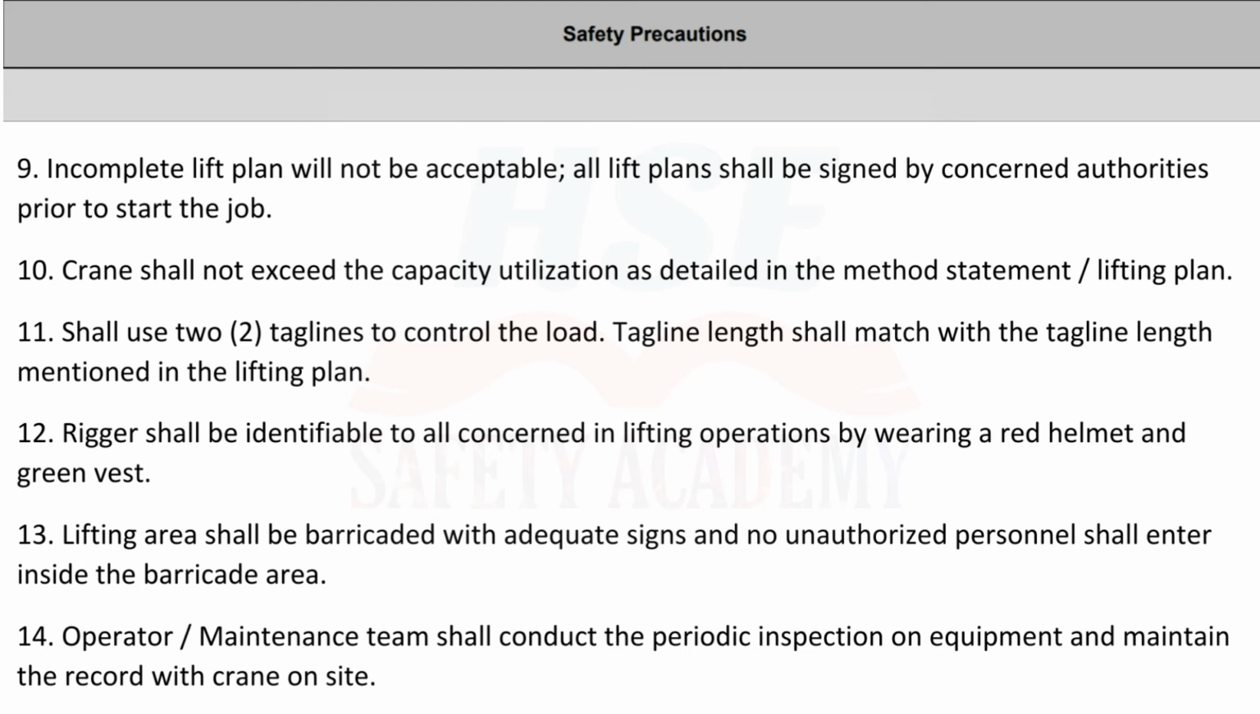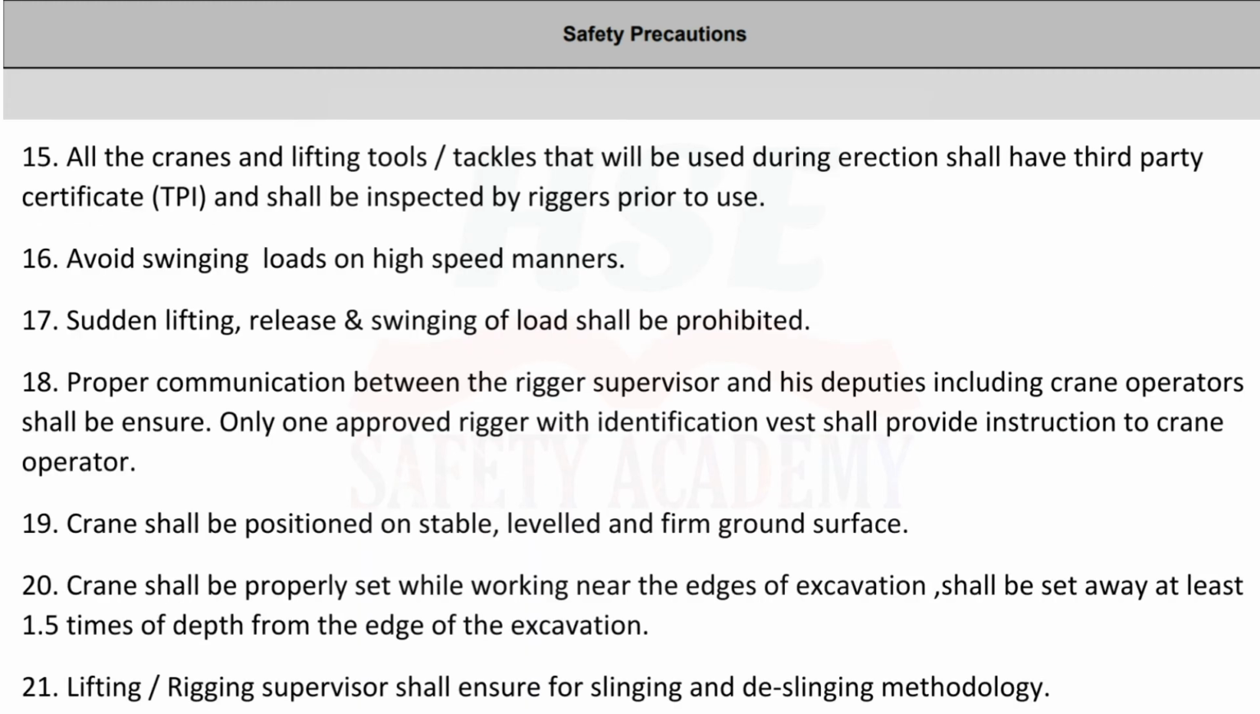12. Rigger shall be identifiable to all concerned in lifting operations by wearing a red helmet and green vest. 13. Lifting area shall be barricaded with adequate signs and no unauthorized personnel shall enter inside the barricade area. 14. Operator and maintenance team shall conduct the periodic inspection on equipment and maintain the record with crane on site.